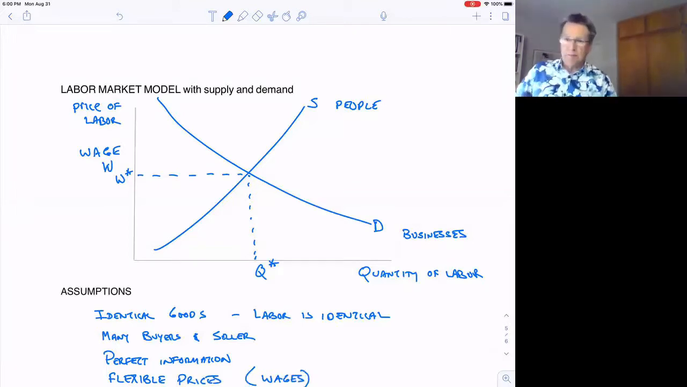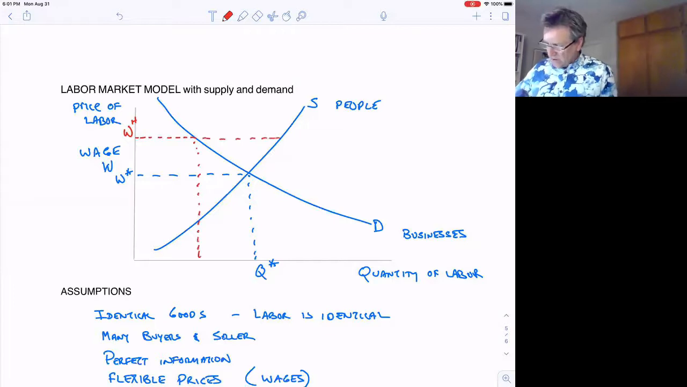Now in this model, if there's unemployment, it means that there are people who want to work that can't find a job, which means there's a surplus of workers. Well, the only way we can have a surplus of workers is if the wage is higher than W star. So let's say the wage was up here, I'll put this in red. We'll call it W superscript H for high. Well, we could go over here to see how many people would be wanted by employers.